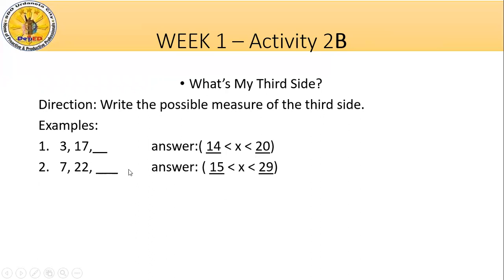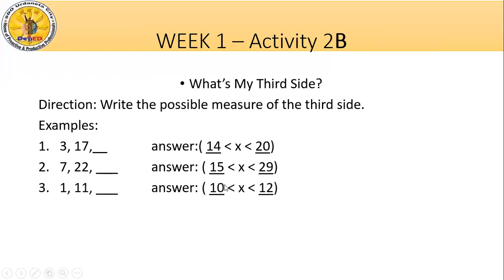Number 2, 7 and 22. So, our third side, yung X represents the third side, could be between 15 and 29. Saan ko na naman nakuha si 15? 22 minus 7. Saan ko nakuha si 29? 7 plus 22. So, ano yung mga numbers between 15 and 29? So, mag-i-start kayo kay 16, 17 hanggang 28.